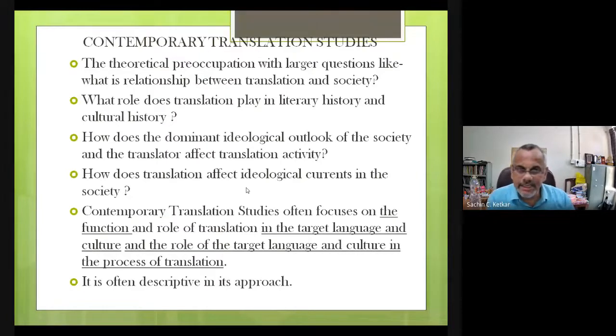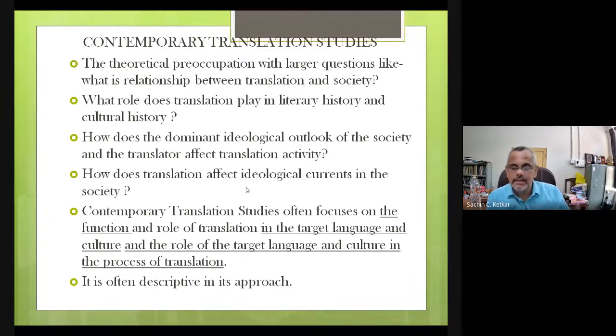The contemporary translation studies, however, preoccupies itself with larger questions like the relationship between translation and society. What is the impact of translation on society, and how does society affect the activity of translation? What is the role of translation in the literary and cultural history of a particular place or a society? How does the dominant ideological outlook of the society and translator affect translation activity? How does translation affect ideological currents in society?